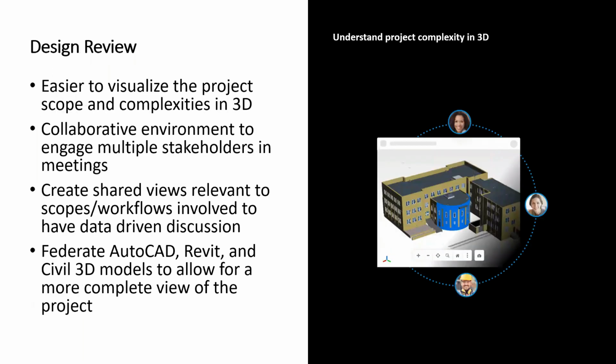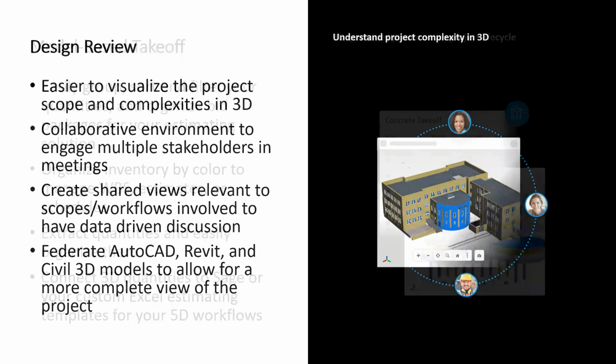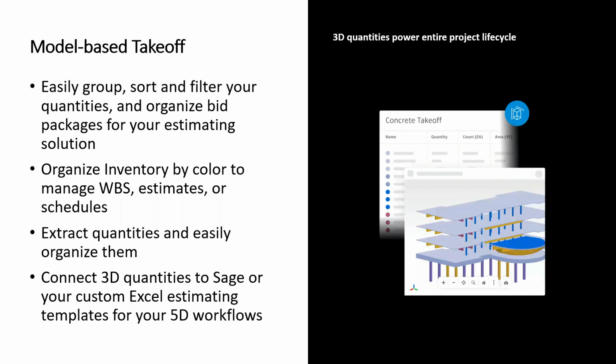Within Assemble, you can easily visualize the project scope and complexities in 3D, whether it's on your desktop, your iPad, phone, or laptop. It's very easy to create shared views relevant to workflows and scope. So again, for example, you could create a 3D view that's based on a wall takeoff and have it available to everyone, including the people on site. Again, we'll go through this in the demo shortly. Assemble lets you easily group, sort, and filter your quantities and organize bid packages for your estimating solution. You can even organize the inventory by color to manage WBS, estimates, or schedules, and connect it to 5D workflows.